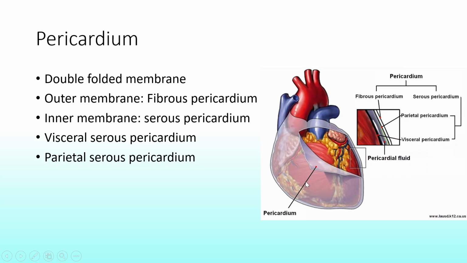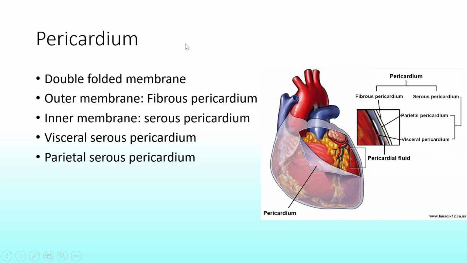Something really important is also the pericardium. The pericardium is a sac that surrounds the heart, like a glove, which prevents the overexpansion of the heart. So if the heart were to overfill with blood, the pericardium prevents it from bursting. Okay? And it's a double-folded membrane. The outer membrane is the fibrous pericardium, which you can see in this picture right over here. The inner membrane is the serous pericardium.